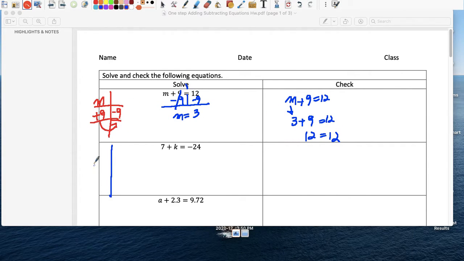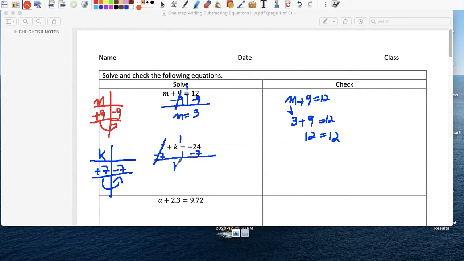Second, again, my variable is k. What's happening to it? 7 is being added to it, plus 7. And to get rid of that, if somebody added 7 and I want to remove that, I'm going to use the inverse operation, which is subtract 7. So left side, right side, I subtract 7 over here and subtract 7 on that side. You always do the same thing to each side of the equation. So minus 7 and 7 goes away.